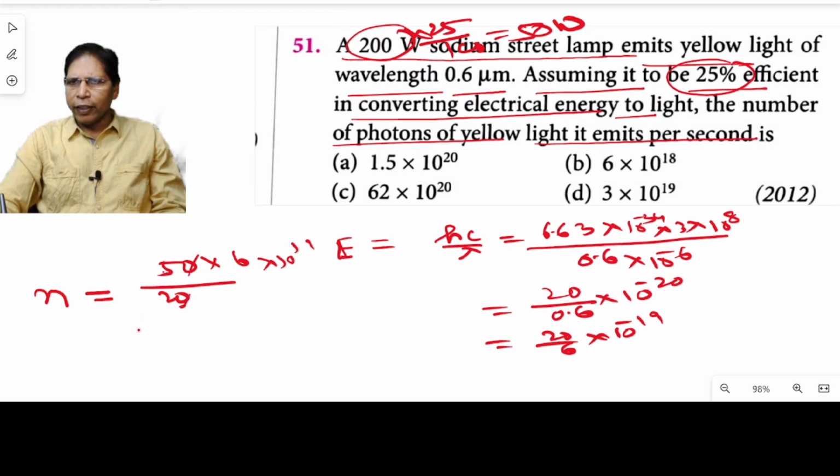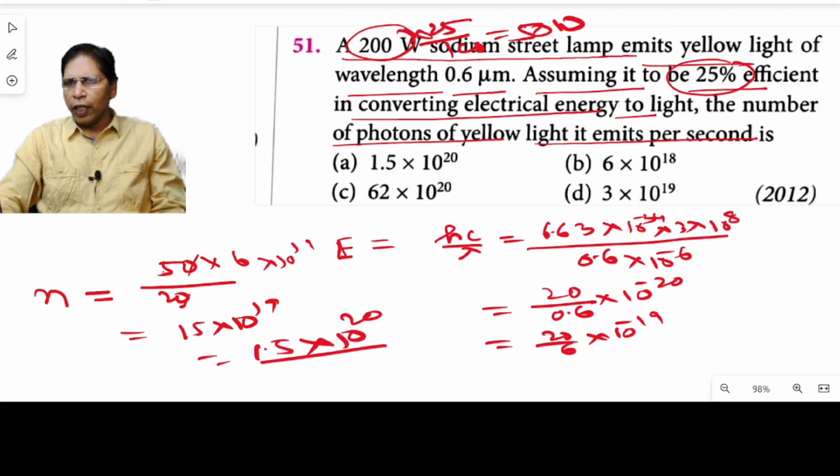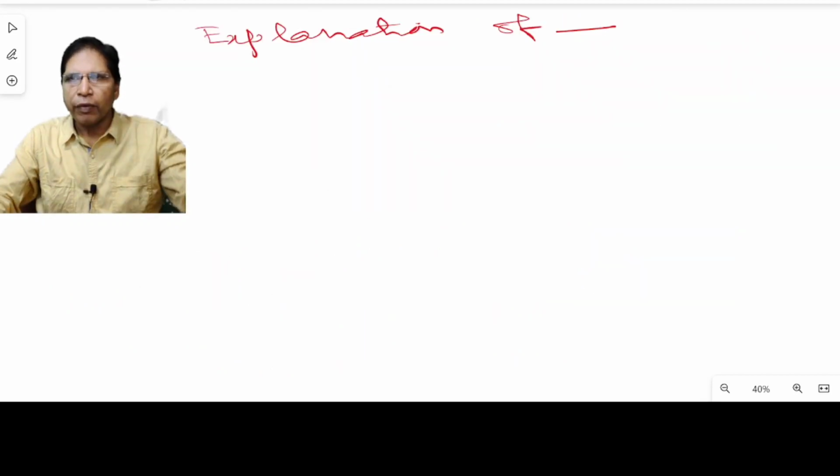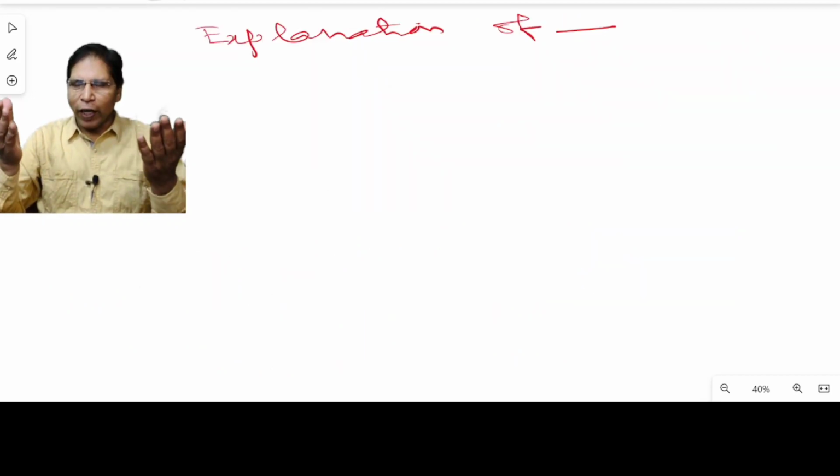Now look at this, 30 means this is 30 by 15 into 10 to the power 19. So look at this, 1.5 into 10 to the power 20 is the rate of emission of photons. Okay, so look at this, option A correct.